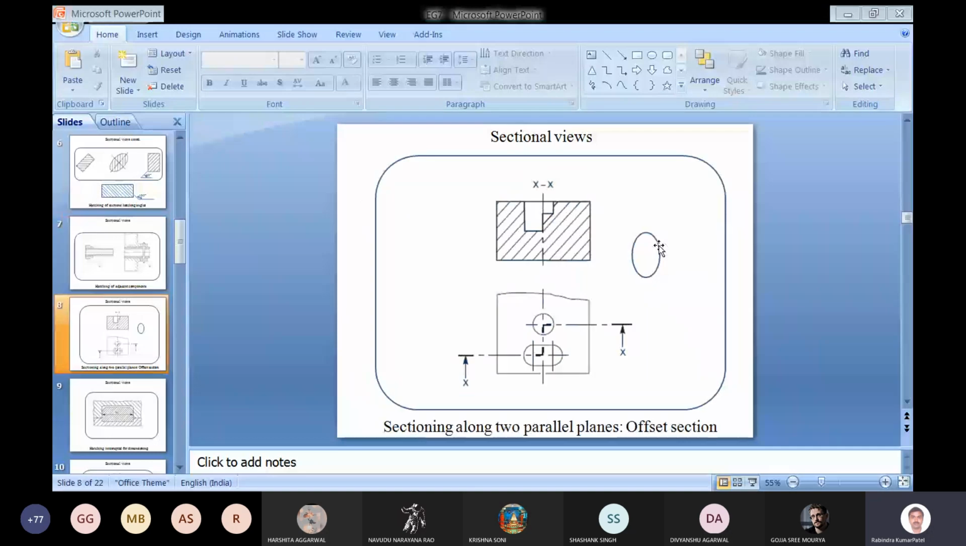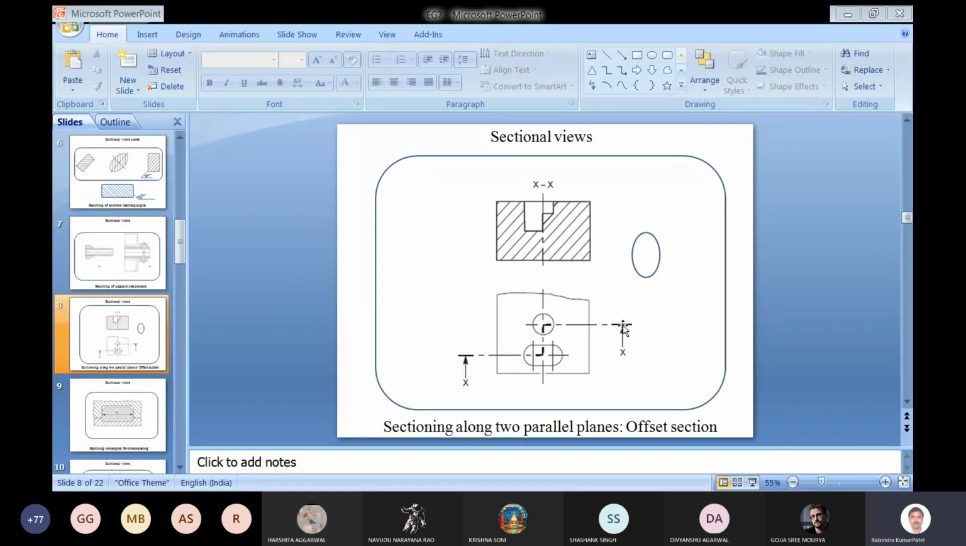Here there is another section that is called an offset section, where there is one hole here, and another elongated hole here. So there is a cutting plane passing from here, a cutting plane passing from here, and another cutting plane passing from here. So to show the whole internal part in a single section, we use these three cutting planes.